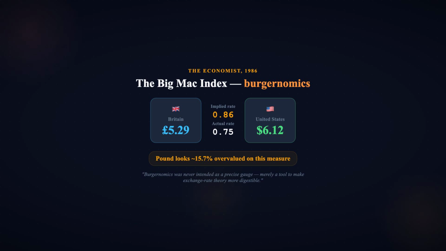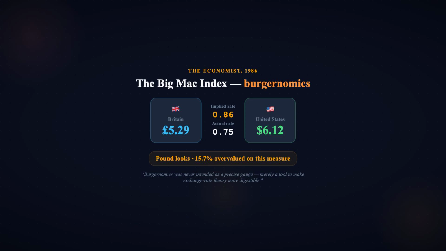Here is the worked example. A Big Mac costs £5.29 in Britain and $6.12 in the United States. Divide the British price by the American price, and you get an implied exchange rate of 0.86. But the actual market rate at the time was 0.75. The gap suggests the pound is about 15.7% overvalued against the dollar on this measure.